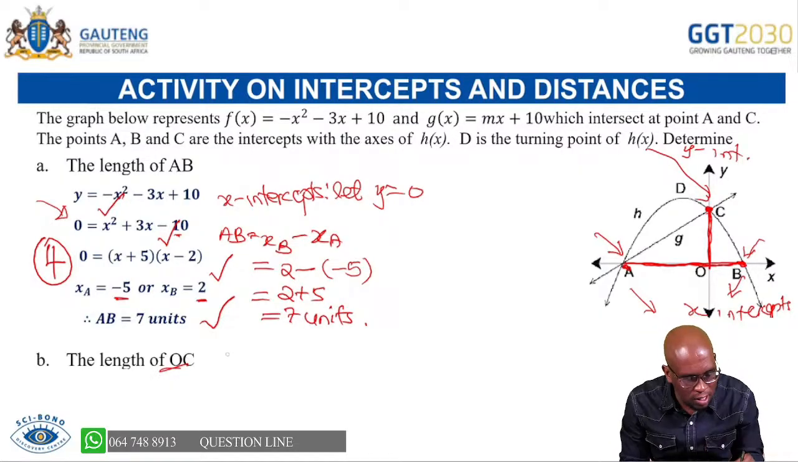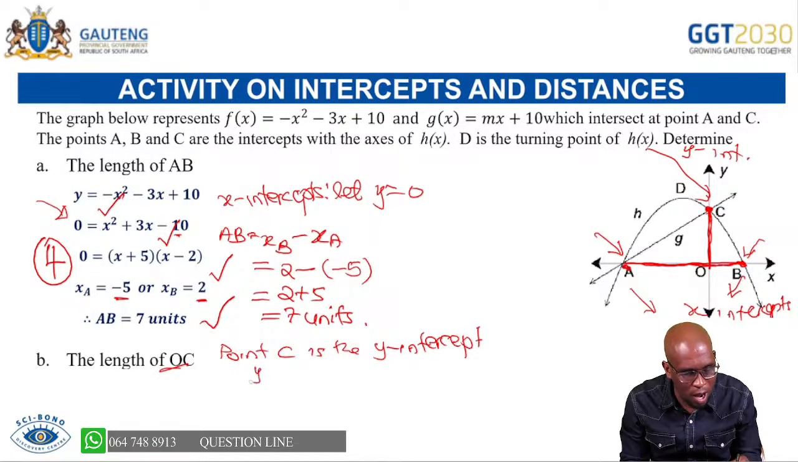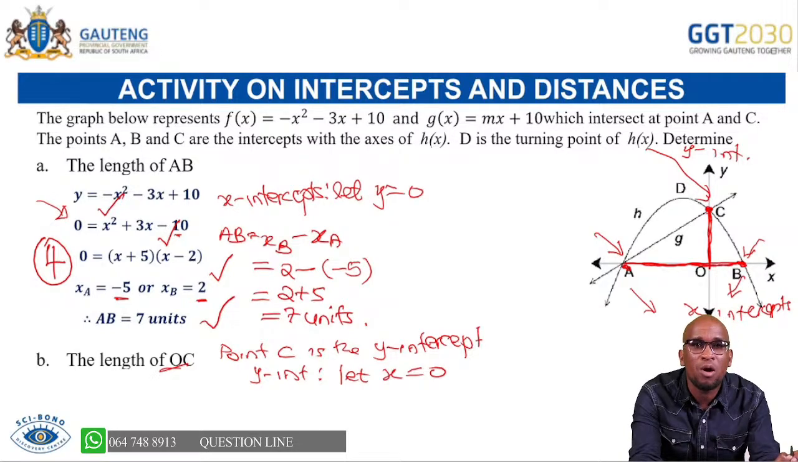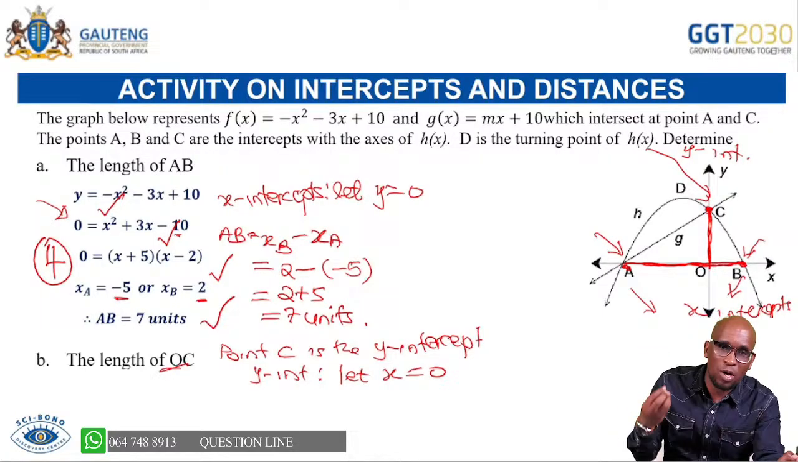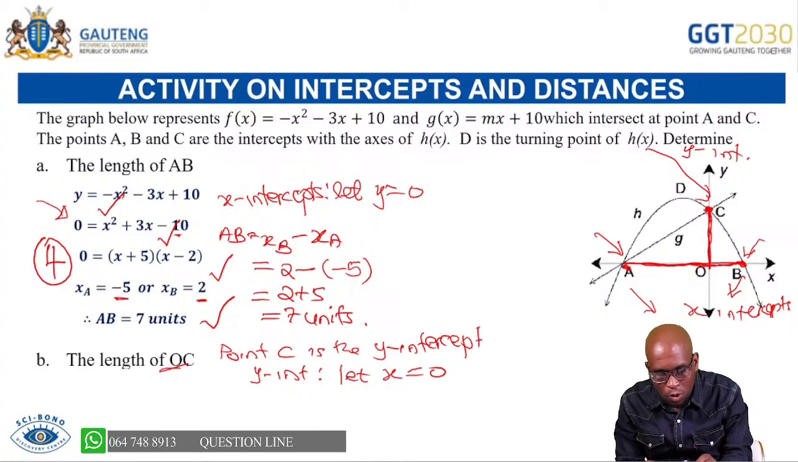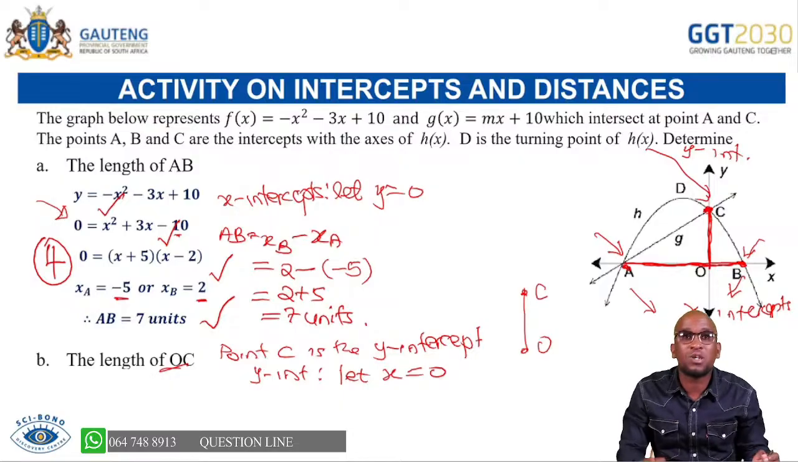So to determine the y-intercept, we're going to say point C is the y-intercept. And to determine the y-intercept, I'm going to let x be equal to 0. So where I see x, I put 0, and then where I see y, I solve for y. And if I know the y value there, then I can determine the length of OC, because it is the vertical length. So let's see here.